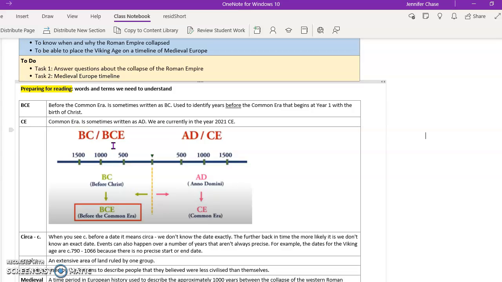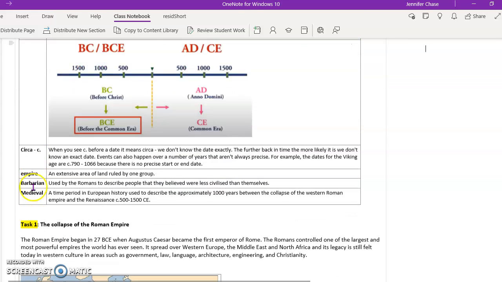Yeah, before the birth of Christ. And then CE is the Common Era over here. Sometimes it's written as AD. That's Latin. Anno Domini means after Christ. So we, for example, are currently in the year 2021 CE or 2021 AD. Lucky for us, the Viking Age is just in this era, but for today's lesson, we're going to put some things in context, so we will be going back in time a little bit. The way I always remember it is if it's got a B in it, it means before. So before the year 0, basically.